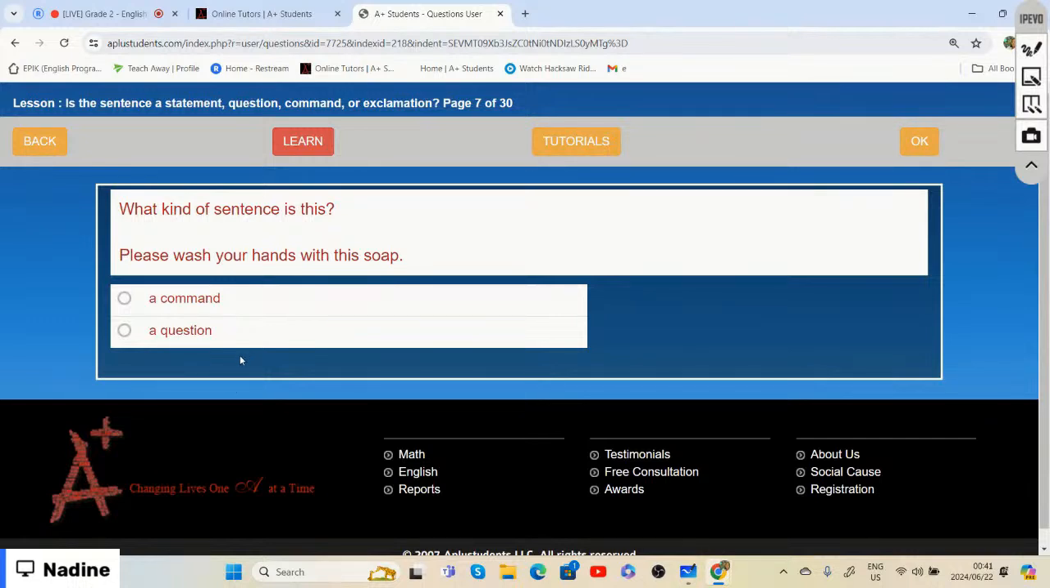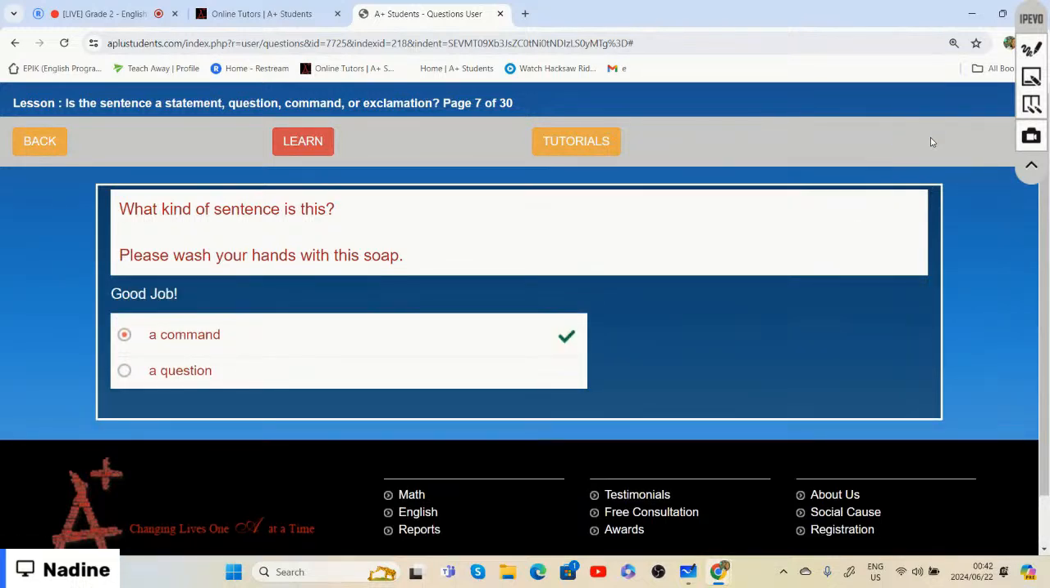And then we have another one that says, please wash your hands with soap. Is that a command sentence or is that a question that is being asked? All right, so we can say, please wash your hands with soap. And if we were to say what kind of sentence that is, then we would say it's a command, because they are telling you what to do. And a command is correct, so well done.